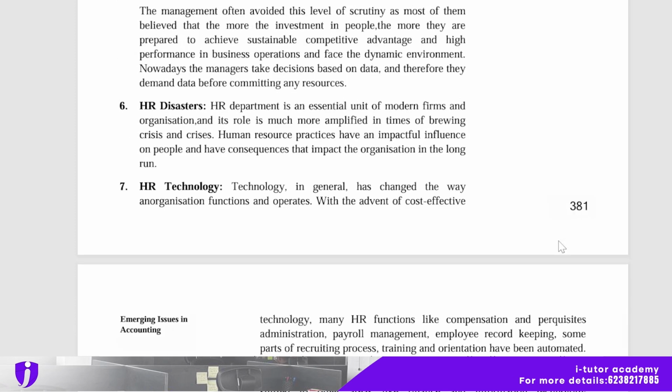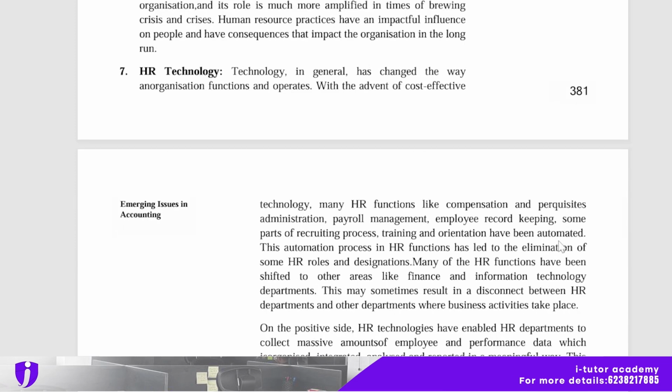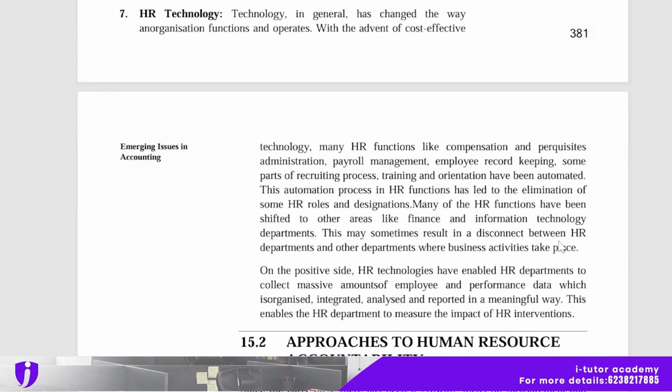And HR disasters. The HR department is an essential unit of modern firms and organizations, and its role is much more amplified in times of brewing crisis. HR technology in general has changed the way an organization functions and operates. With the advent of cost-effective technology, many HR functions like compensation and perquisites administration, payroll management, employee record keeping, some part of the recruiting process, training and orientation have been automated.